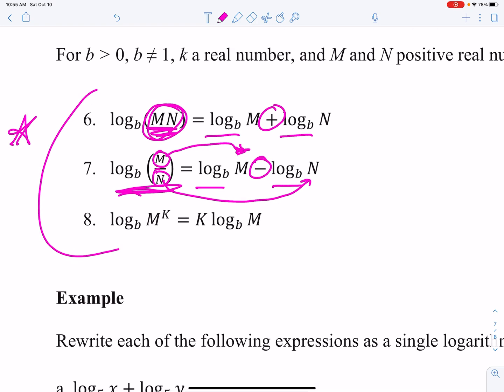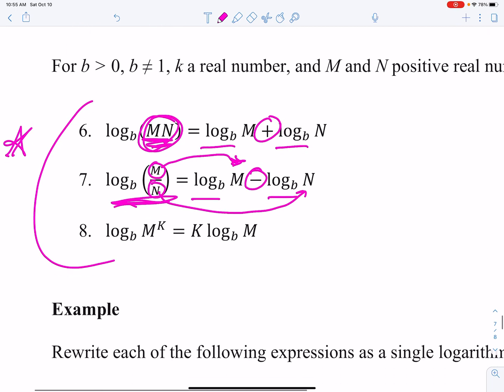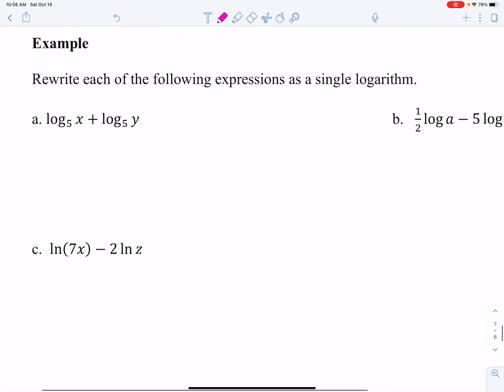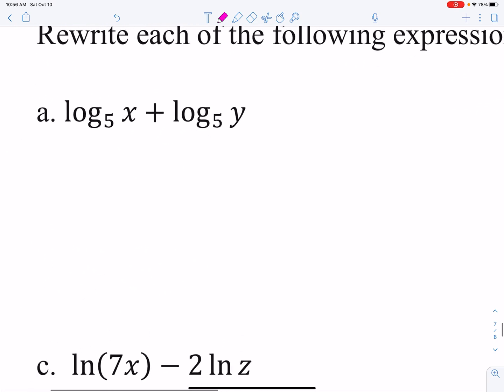And number 8, I kind of touched on that a little bit, and number 4 up there. When you have an exponent here, you're allowed to bring it to the front as multiplication. And vice versa, of course. You can bring this number up here as an exponent. So make sure you learn those rules. Then you can do the homework problems, because there's going to be a lot of problems with these.